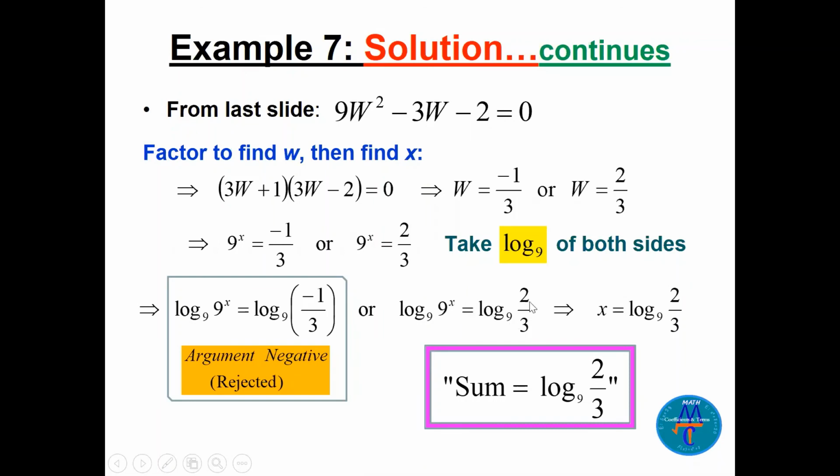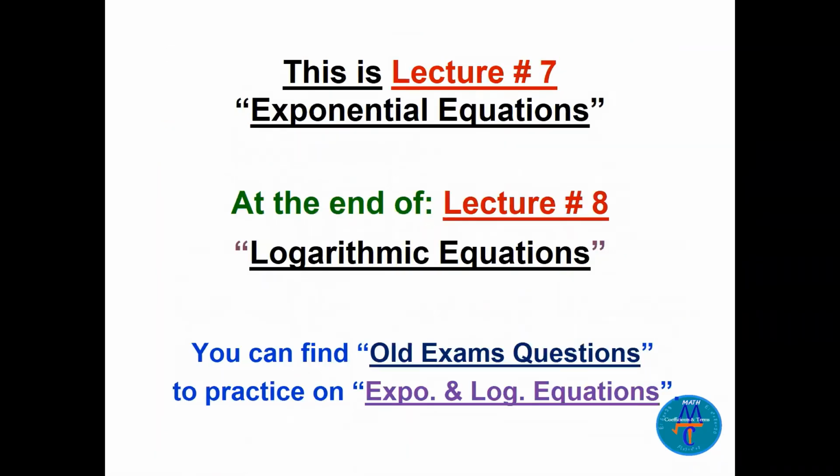Now for the second one, we see log base 9 of 9 to the power x is equal to log base 9 of 2 over 3. We bring x down by the laws, and then log base 9 of 9 is 1. So that's the value of the x. Since we have only one value for the x, the sum will be log base 9 of 2 over 3. So this is lecture number 7, the exponential equations.